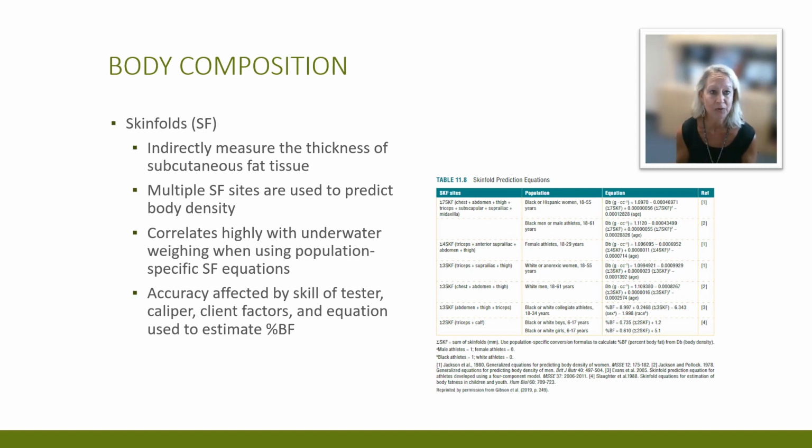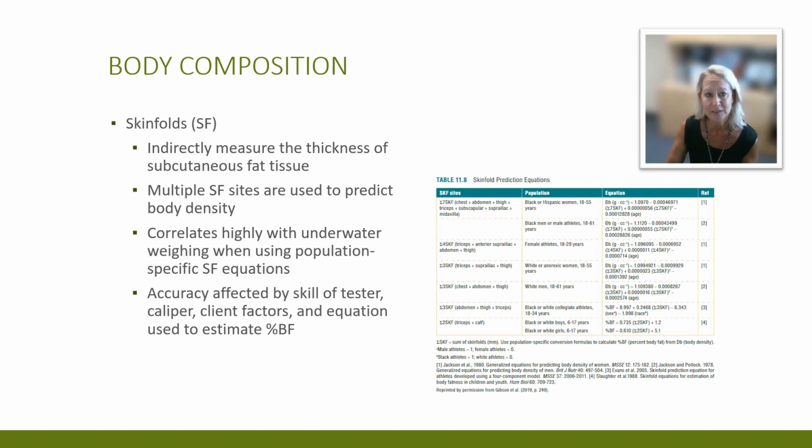Grasp the skin fold firmly between your thumb and forefinger, approximately 1 centimeter above the intended measurement site. Apply the calipers perpendicular to the skin fold, ensuring that the jaws are in the middle of the fold. Release the caliper slowly and record the measurement in millimeters. Repeat the measurement 2 to 3 times at each site and calculate the average.